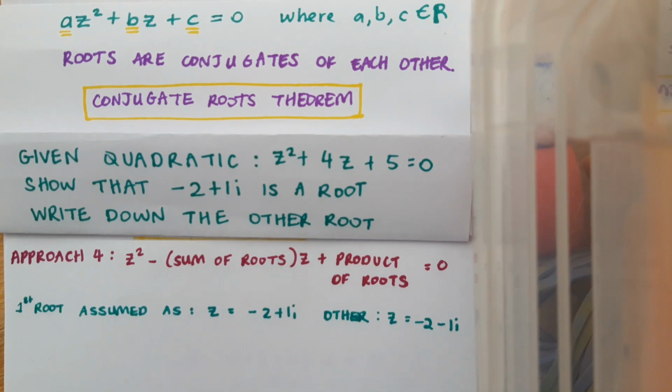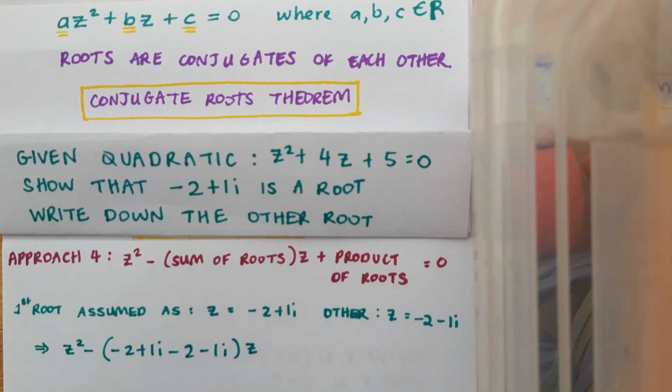So again, I'm going to start this case by assuming that the root that I'm being given is correct, in which case my other root would have to be its conjugate. I'm going to build the quadratic. If I get z squared plus 4z plus 5 equals 0, then I'm satisfied that minus 2 plus 1i is a root. And of course, then I also have my other root, which is the conjugate. So it's simply a question of subbing in this case.